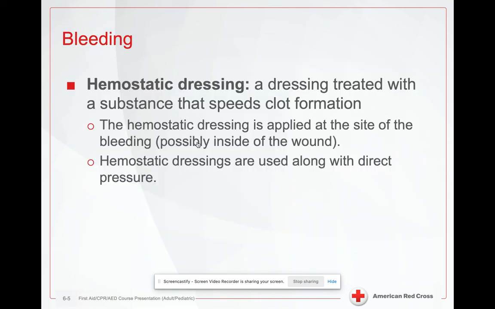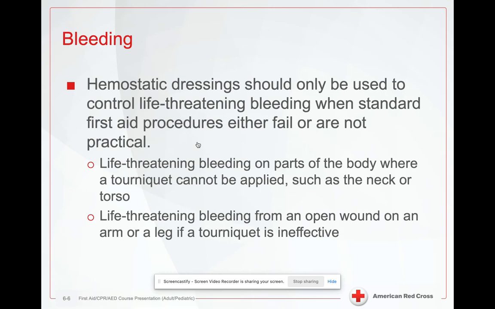So when we talk about bleeding, a hemostatic dressing is a dressing that's treated with a substance that's going to speed clot formation. If we have a hemostatic dressing, we can apply it at the site of the bleeding, even if it is inside of a wound. We could use these hemostatic dressings, if we have them available, along with direct pressure. It will speed that clot formation, which will help to control the bleeding quicker.